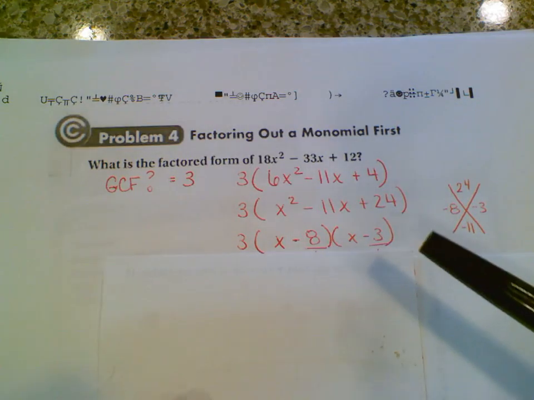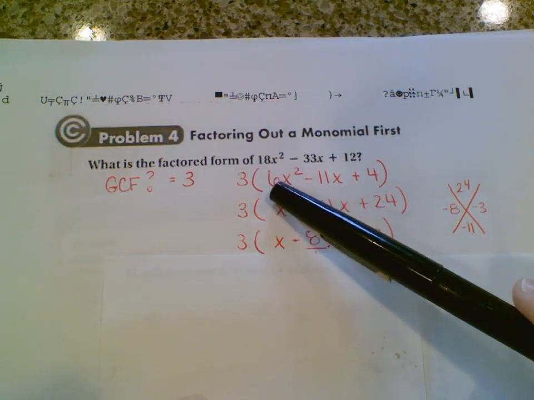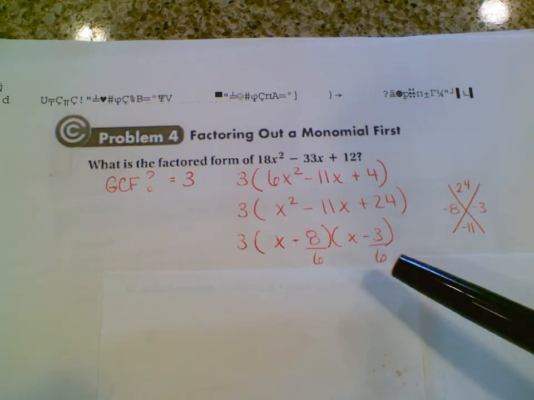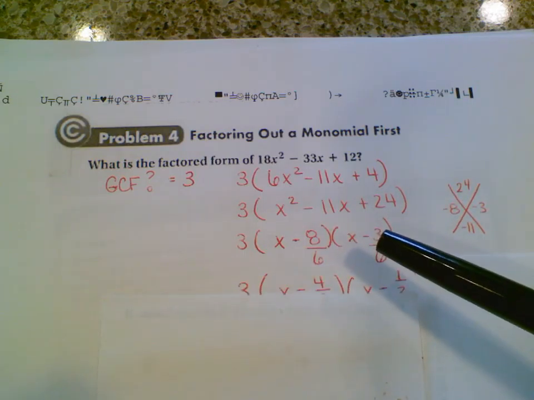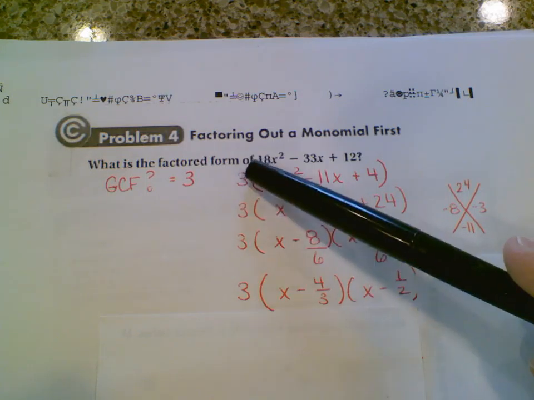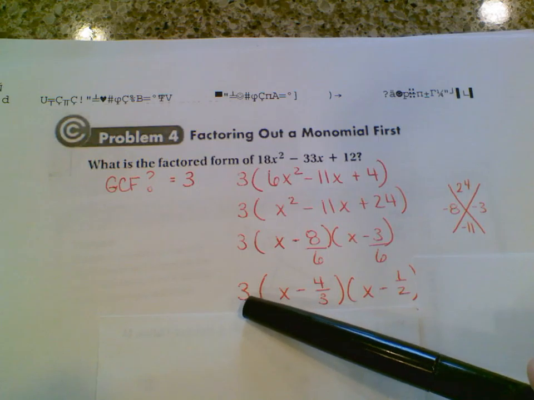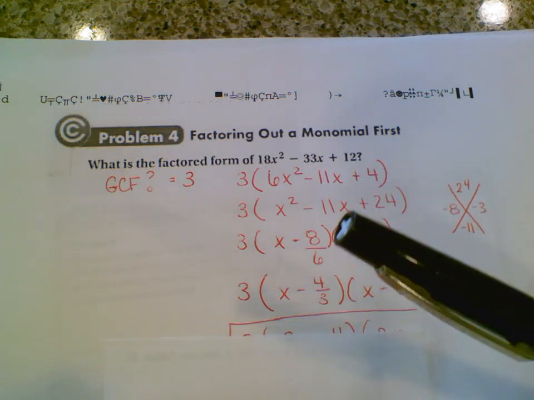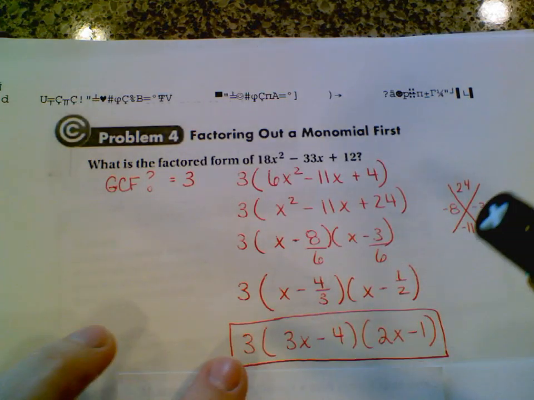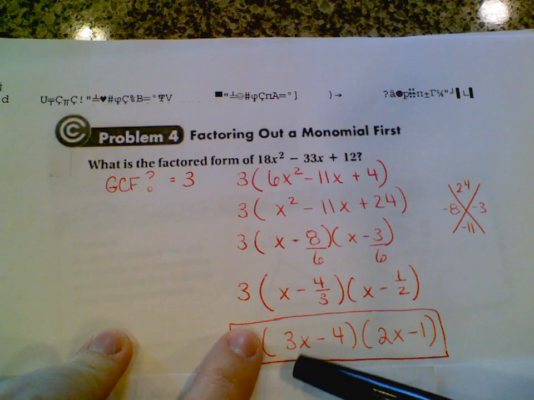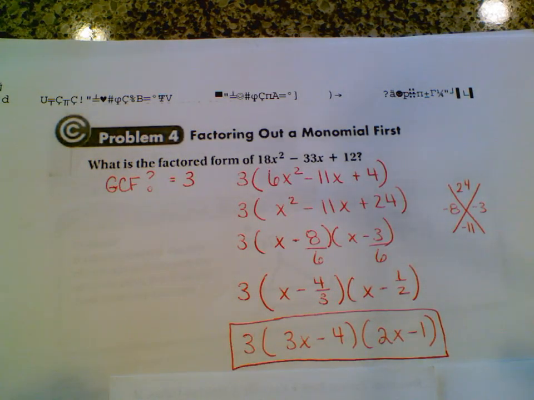If you remember, the next step was divide by the number I slid, so I'm going to divide both of these by 6 and reduce those fractions. 8/6 will reduce to 4/3, 3/6 will reduce to 1/2. Notice my 3 has not left, it stays on the outside, okay? Then I'm going to bottoms up, and I end up getting 3 still on the outside, but then I bottoms up the 3 and the 2, and I get 3x minus 4 and 2x minus 1.